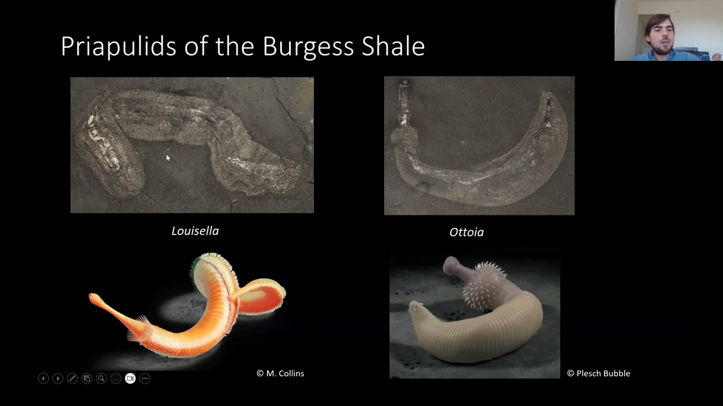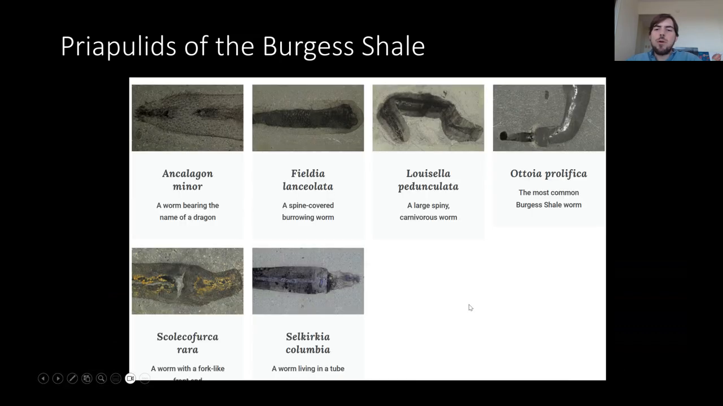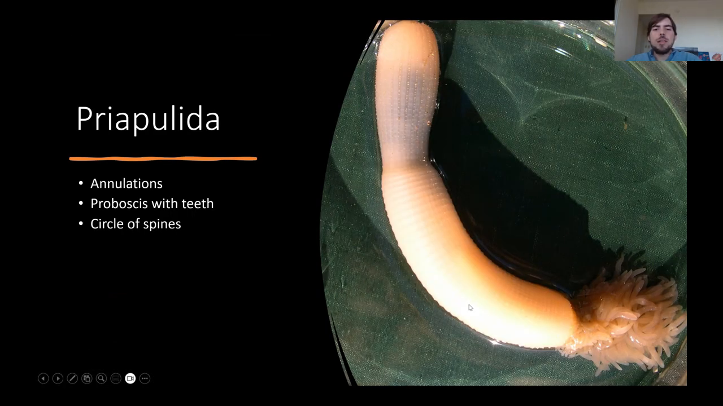And here you can find another one, for example, Louisella. You can see here this proboscis with the different teeth and the different structures, the different types of annulation, for example. So Louisella and Ottoia are some of the priapulids of the Burgess Shale, and you can see that they are not very different from what we have nowadays. So it's not a group that has changed a lot since the Cambrian period.